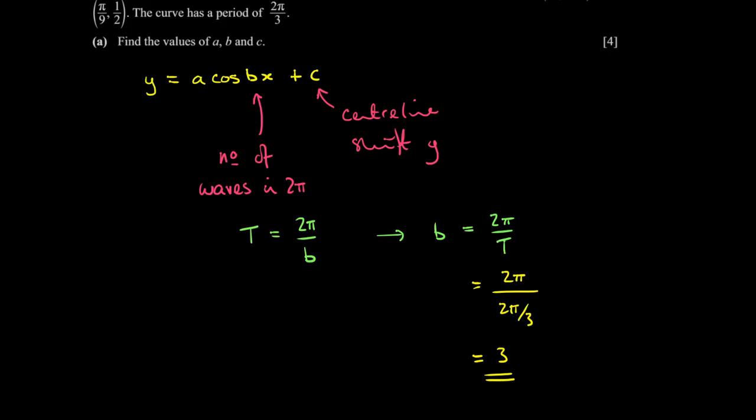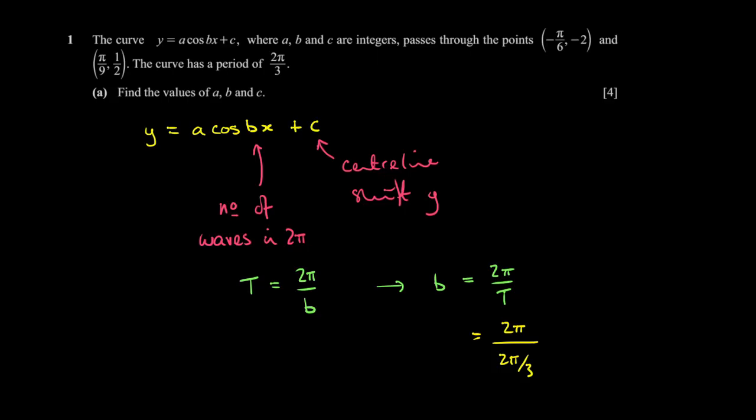Lastly, what is A? Our A is the amplitude of the wave. Amplitude is the height that the wave goes above the center line, or how far it goes below the center line to the trough. So if the amplitude is 5, then the wave goes up by 5 from the center line and also down by 5 from the center line.